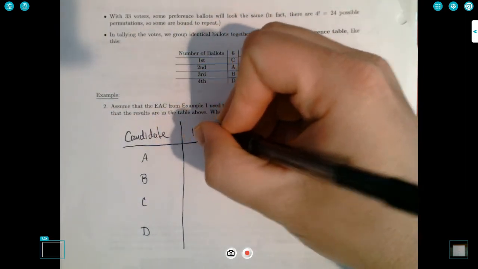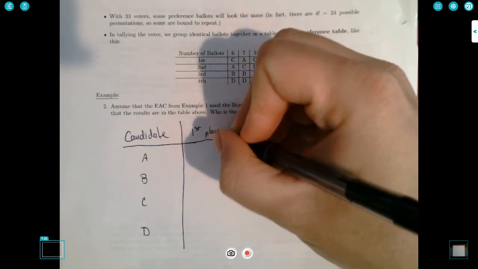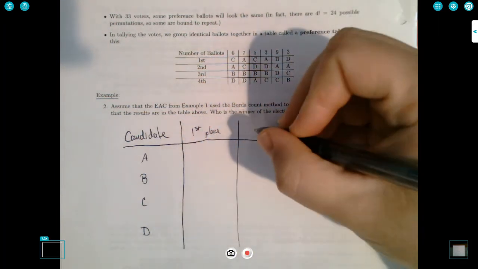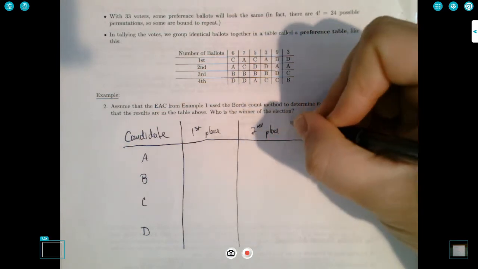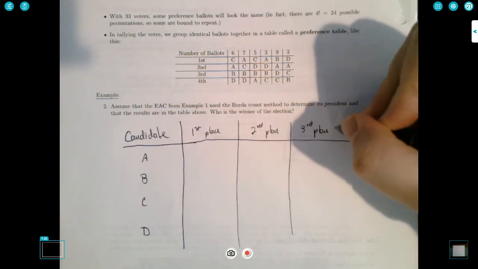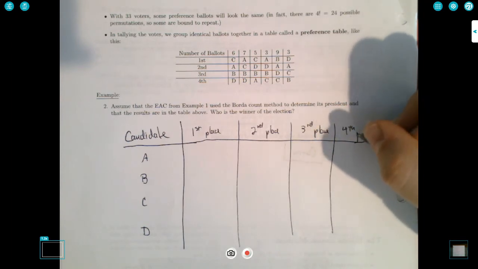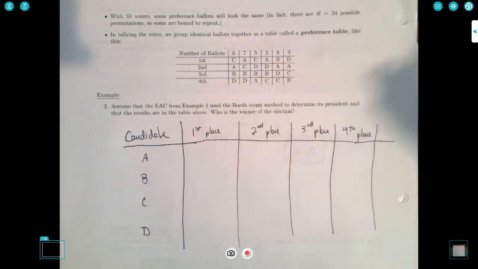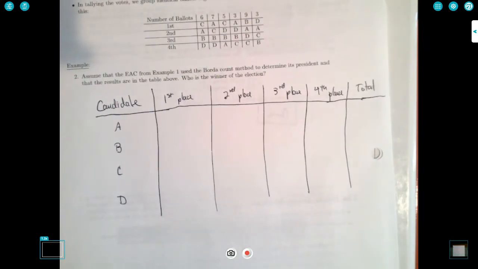Each of the candidates is going to be ranked first place on some of the ballots. Sometimes they're going to be ranked second, sometimes third, and sometimes fourth. But then ultimately, we want to know their total number of points. So I'm going to create a column for the total number of points that they earned.